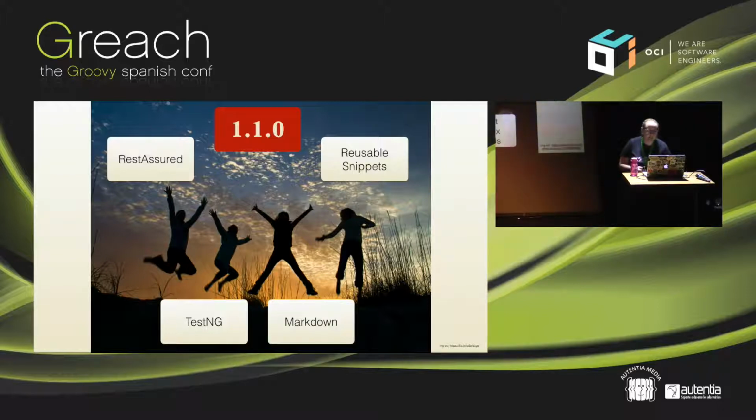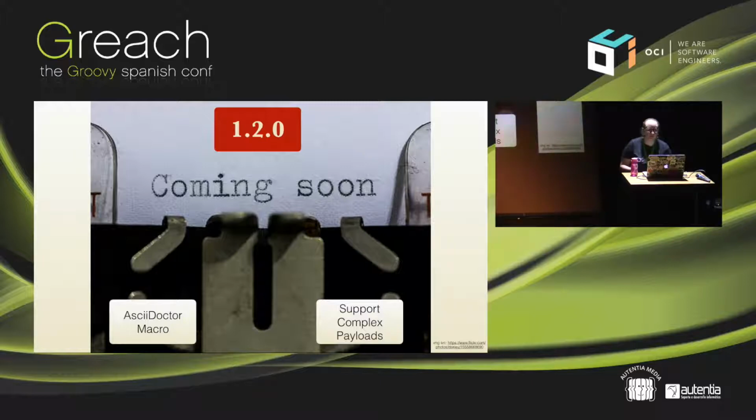So then the next major release that's coming is this 1.2. It's kind of been a while. The latest release happened in August, and now we're at the release candidate, so it hasn't even come out yet. But there are some really exciting things coming in this next release that will make it even easier to get your documentation done. That is with the use of an AsciiDoctor macro, which will eliminate even more boilerplate from your documentation. It also supports some more complex payloads.